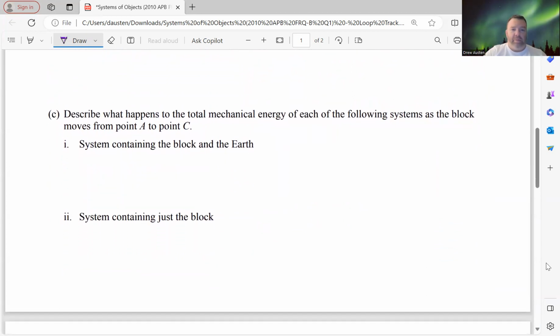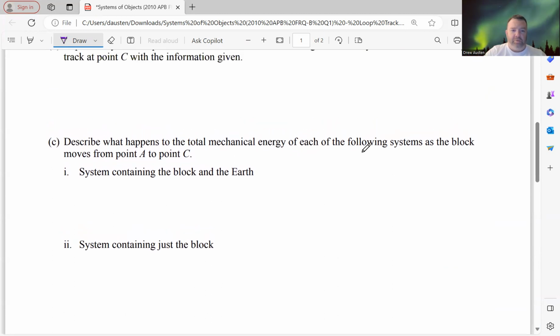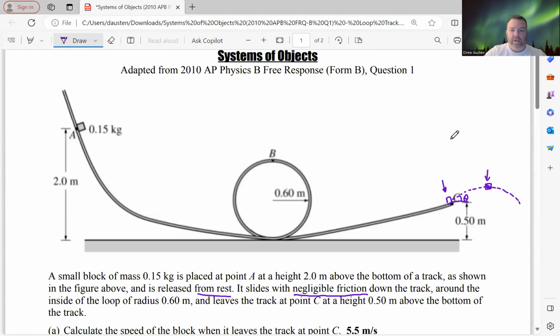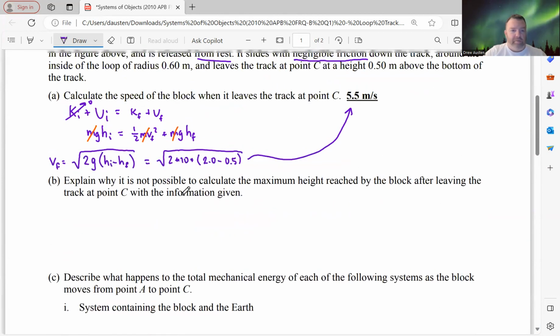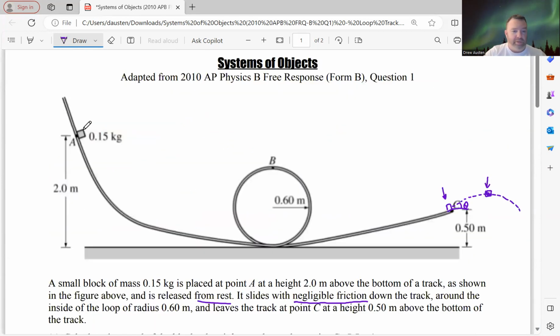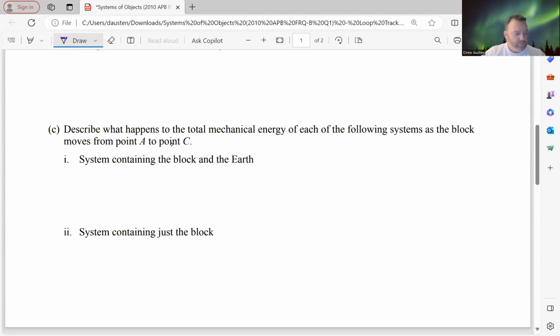In part C, describe what happens to the total mechanical energy of each of the following systems as the block moves from point A at the beginning to point C at the end. The first system is the one containing the block and the Earth, which is a fully closed system for this because we are only dealing with kinetic and gravitational energies. So because that system is closed and there's no non-conservative forces doing work on the system, the mechanical energy will be conserved. So we can say for part 1, the total mechanical energy remains constant.